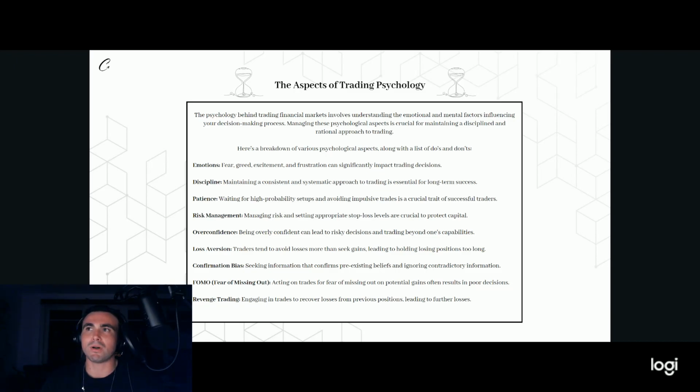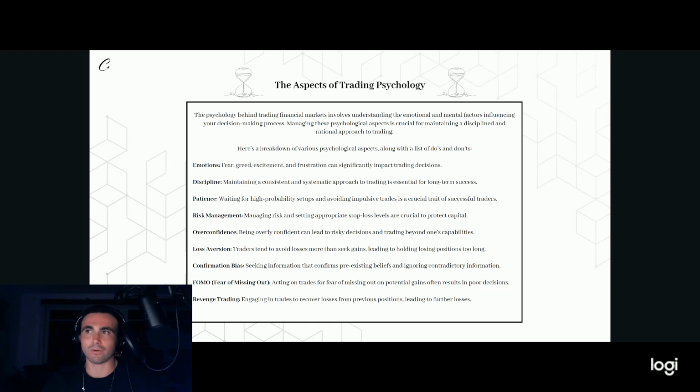The psychology behind trading financial markets involves understanding the emotional and mental factors influencing your decision-making process. Managing these psychological aspects is crucial for maintaining a disciplined and rational approach to trading. So here's a breakdown of various psychological aspects along with a list of do's and don'ts.